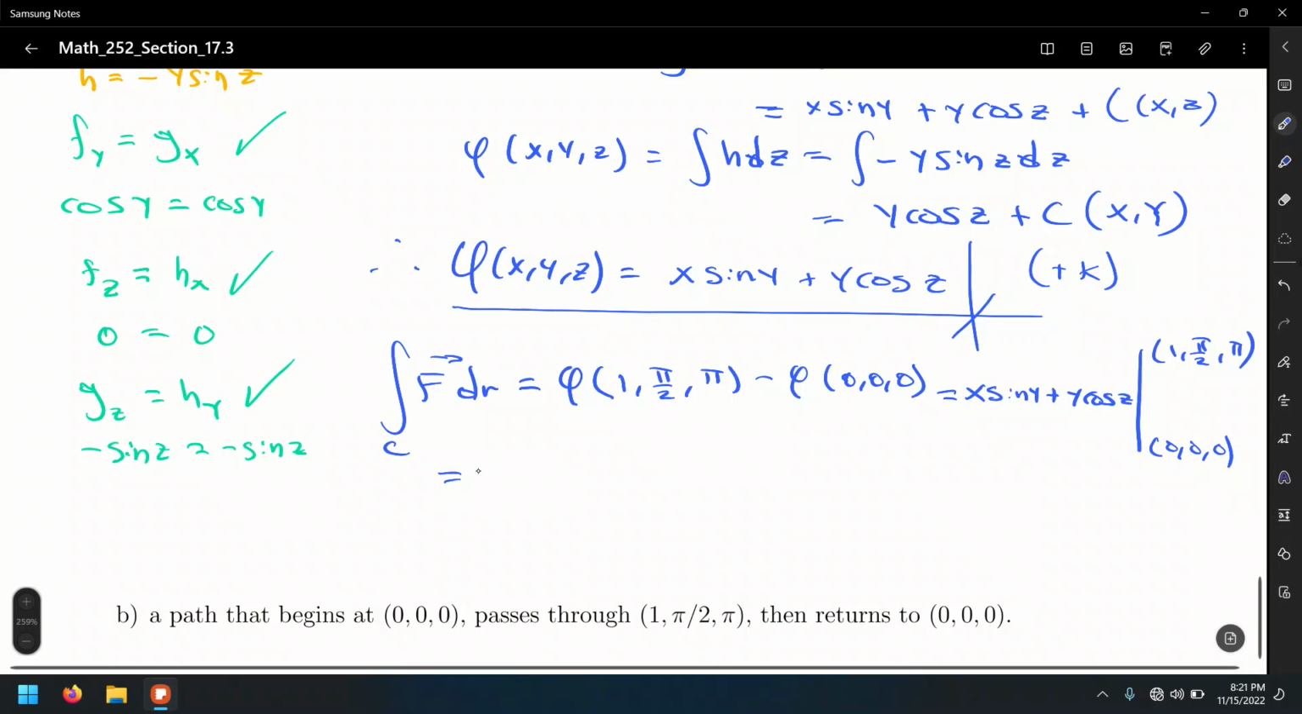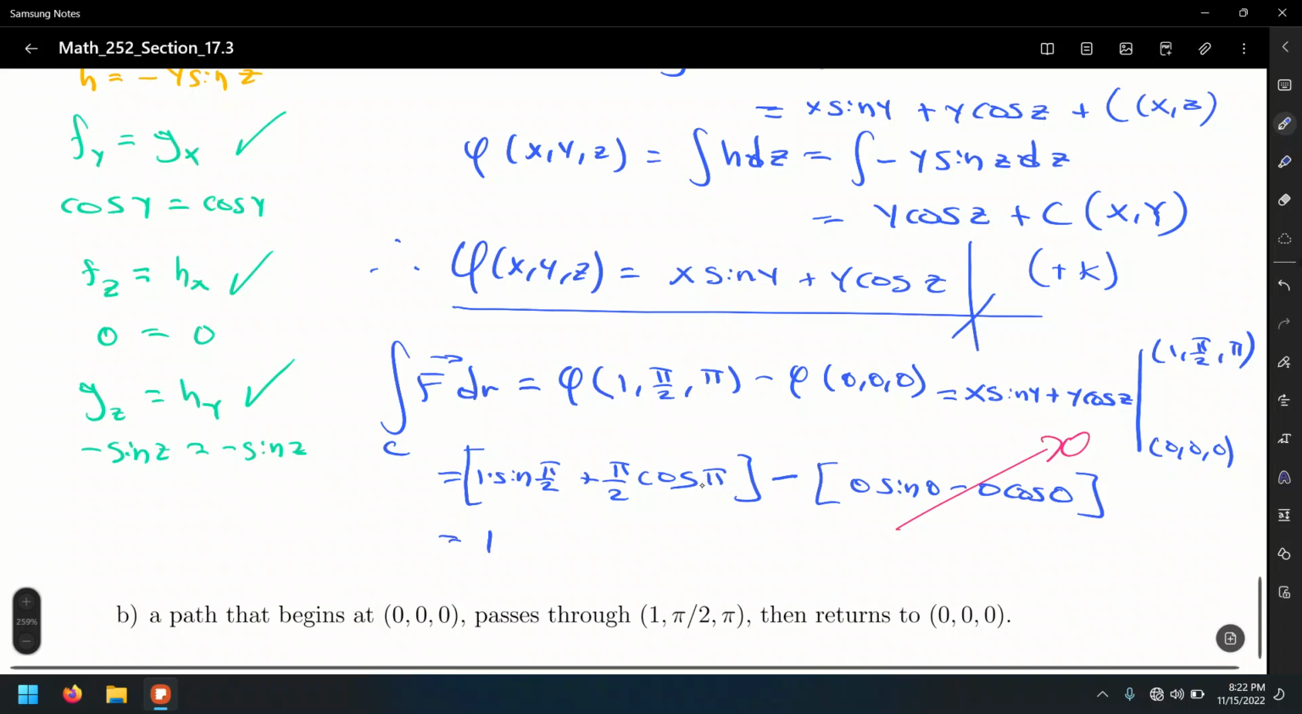So x sine y, so that's x, which is 1, sine of y, which is sine of pi over 2, plus y, which is pi over 2, cosine of z, which in this case is pi, and that's the upper limit. And the lower limit, everything going to 0, minus 0 sine 0 minus 0 cosine 0. Although everything gets zeroed out, just for practice, so you can see how to plug this in. Anyway, not everything gets zeroed out in the upper limit, because sine of pi over 2, isn't that 1 times 1? That's 1. Cosine pi, that's negative 1 times pi over 2, that's negative pi over 2. And that's the value of the integral in this case.